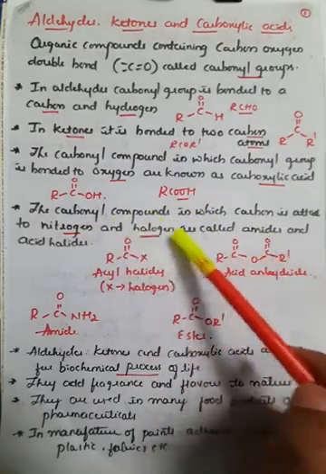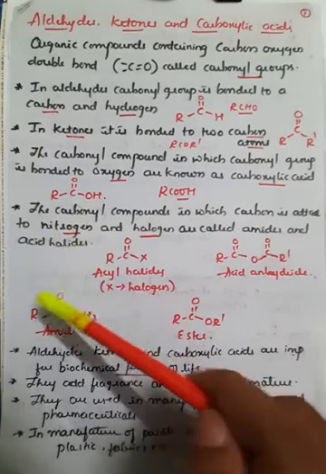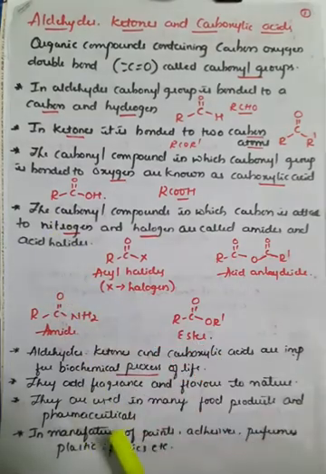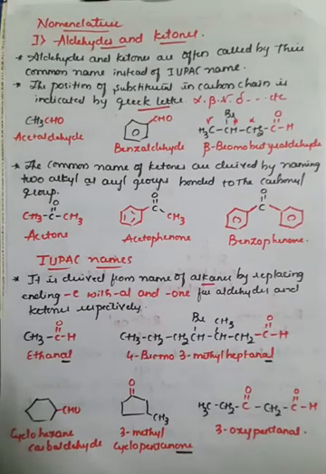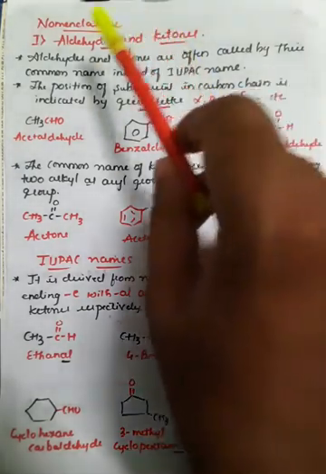And the carbonyl group which is bonded with nitrogen, we generally call it an amide. If it is further bonded with halogen, it is called acid halides, right? And general information and general uses of aldehydes, ketones and carboxylic acids: they are generally used for biological processes in plants and animals, and they add fragrance and flavor to nature. They are used in many food products and pharmaceuticals, in the manufacture of paints, additives, perfumes, plastic as well as fabrics also.